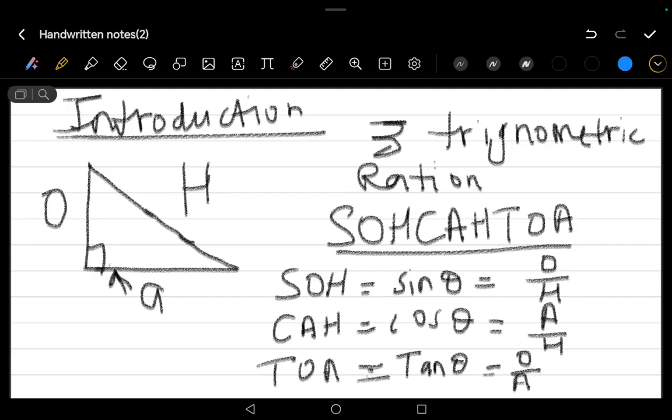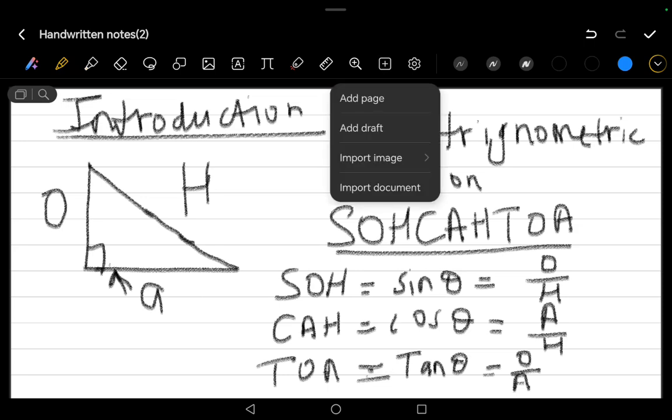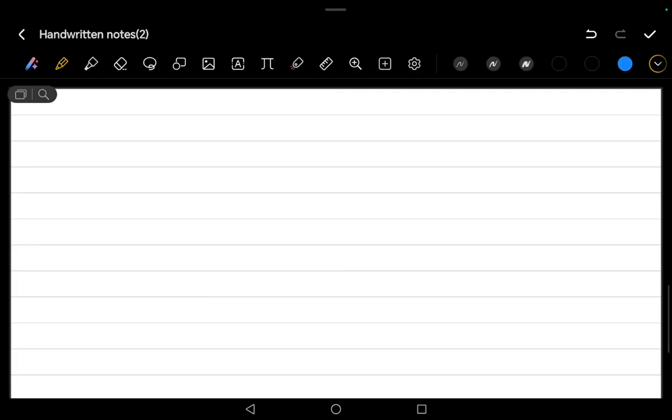So now the memory trick is just: sine is opposite over hypotenuse, cos is adjacent over hypotenuse, and TOA is opposite over adjacent. So now we're going to move forward, and then we will focus on what? On special angles. Okay, so we have special angles.